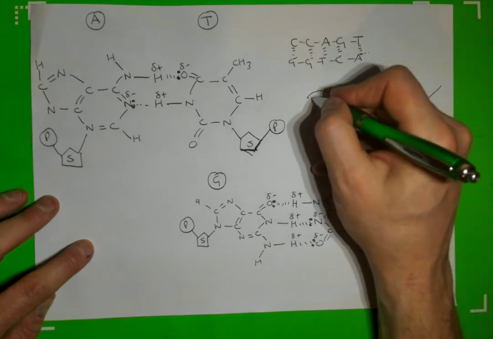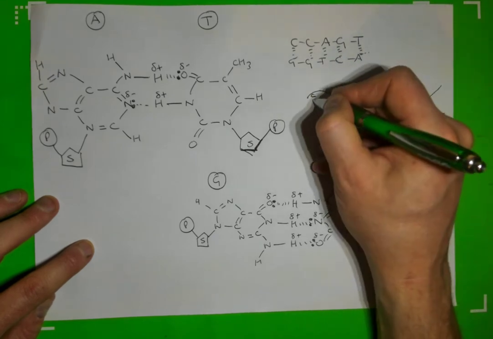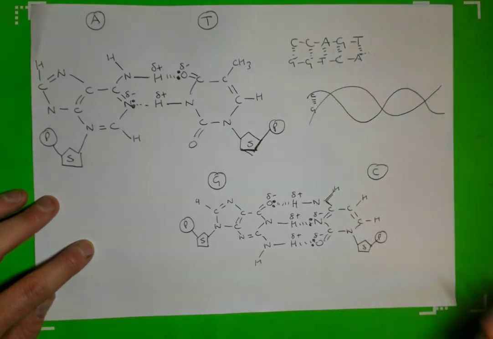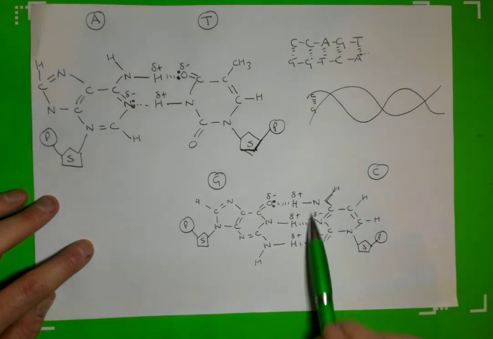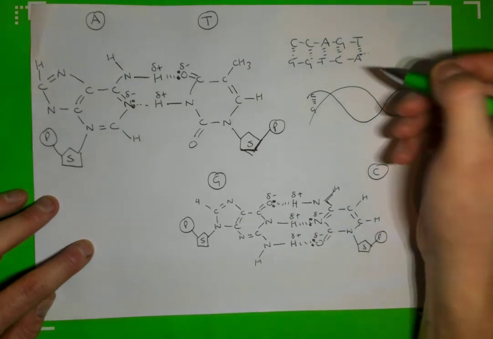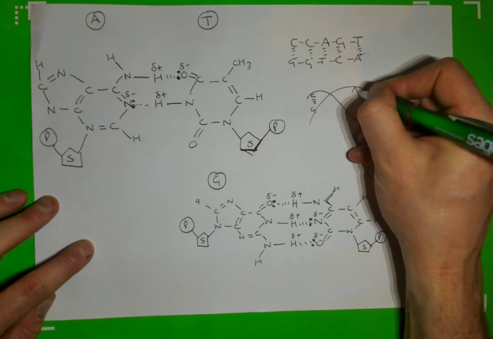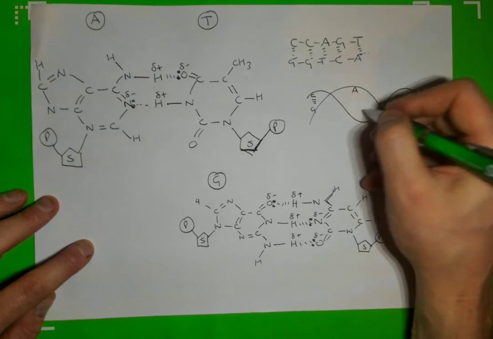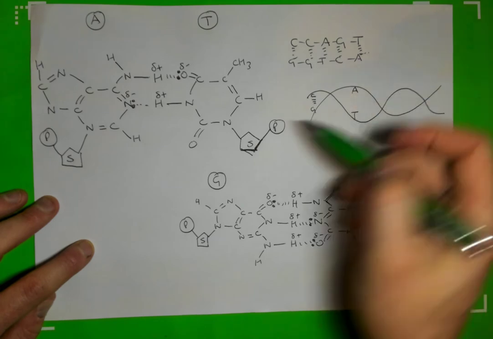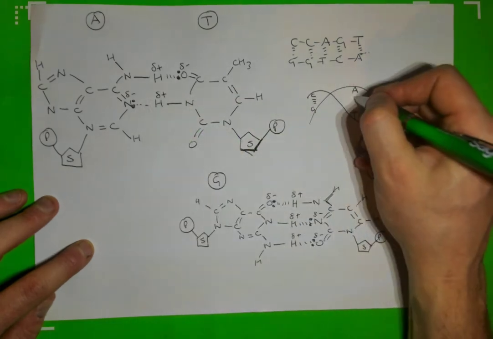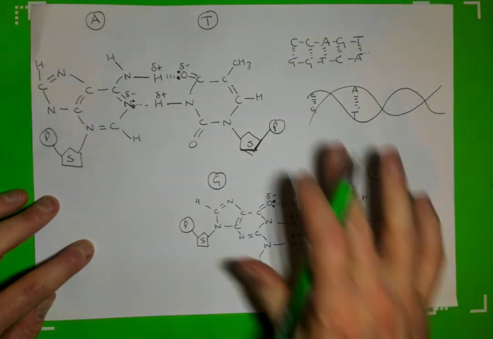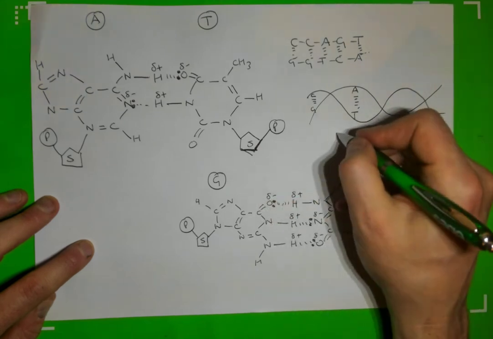So the C on one strand would hydrogen bond with a G on the other by 3 hydrogen bonds. And let's say we had an A here. That would hydrogen bond with a T on the other via 2 hydrogen bonds, like that. So the whole thing will be twisted together in a double helix.